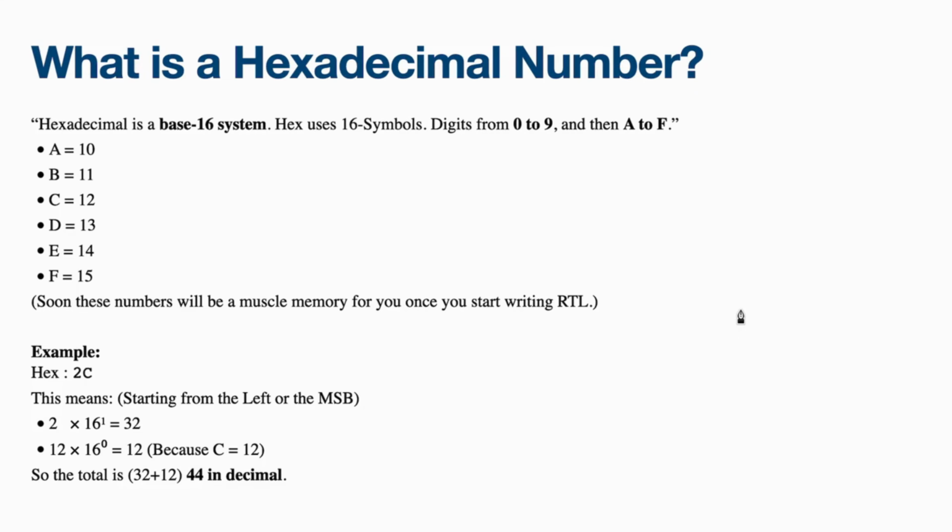Hexadecimal is a base 16 system. Hex uses 16 symbols, digits from 0 to 9 and then alphabets A to F. So A corresponds to 10, B 11, C 12, D 13, E 14 and F 15. Soon these numbers will be muscle memory for you once you start writing RTL. Now let's take an example of a hex number and try to convert it into a decimal number. So we're taking a hex number 2C.